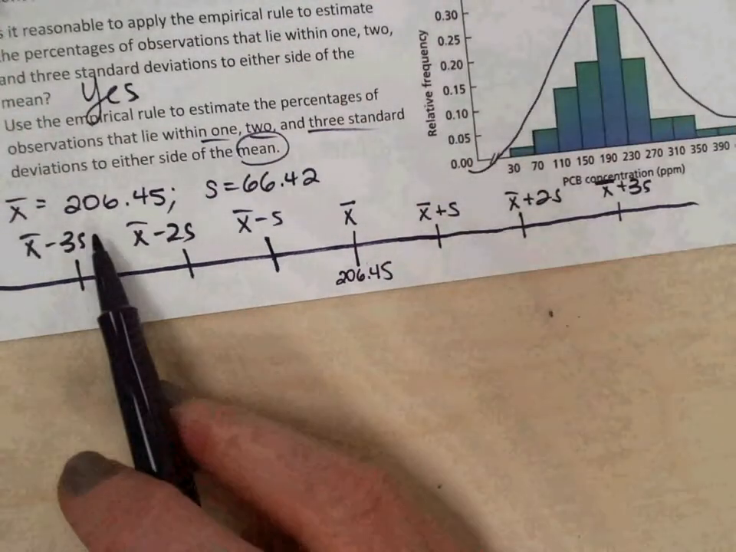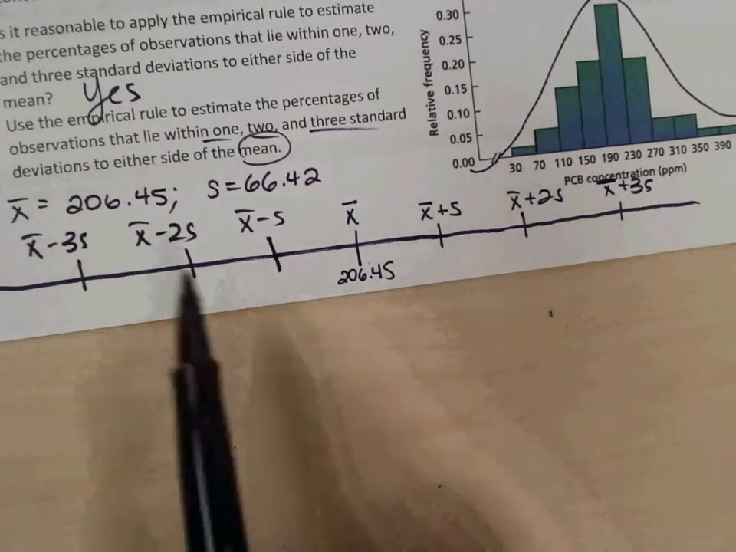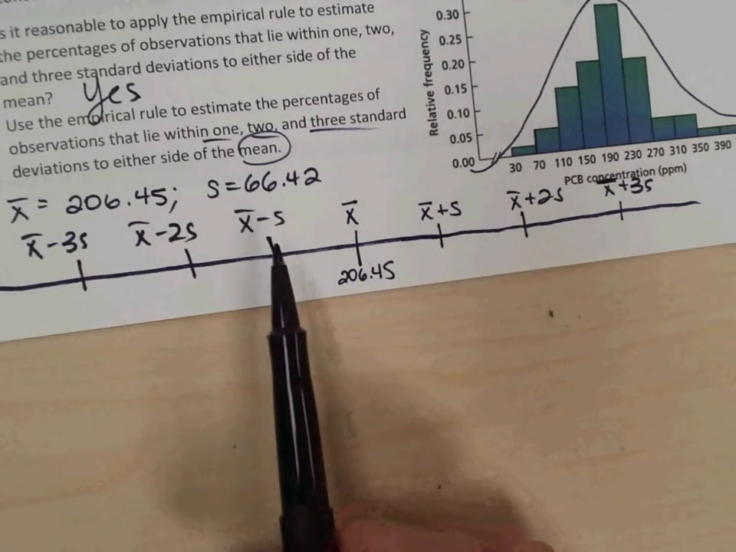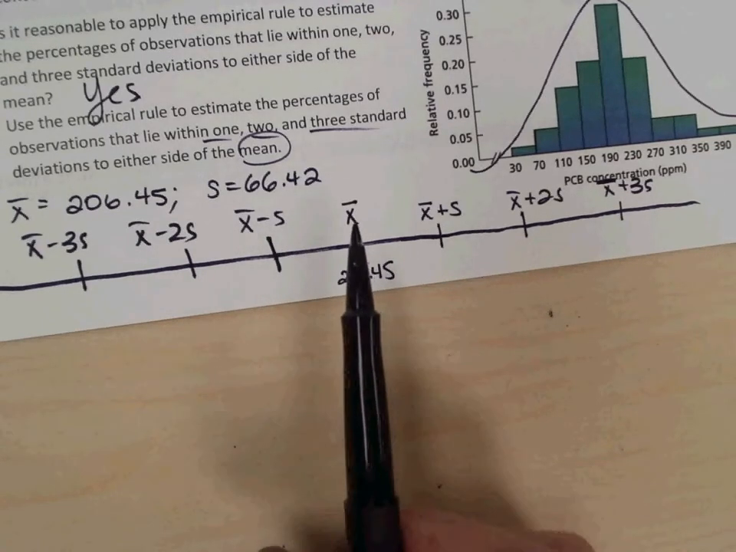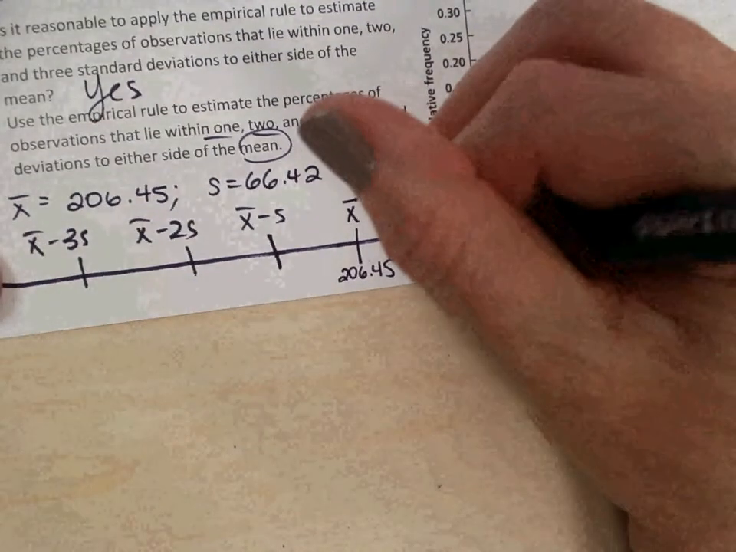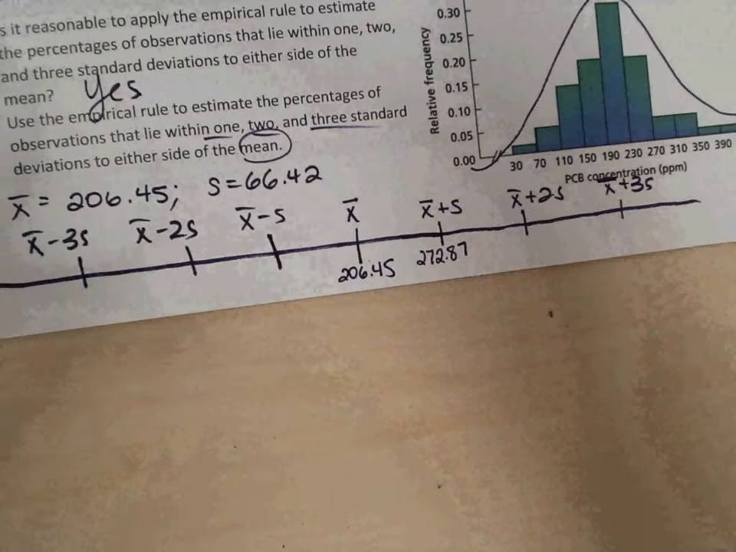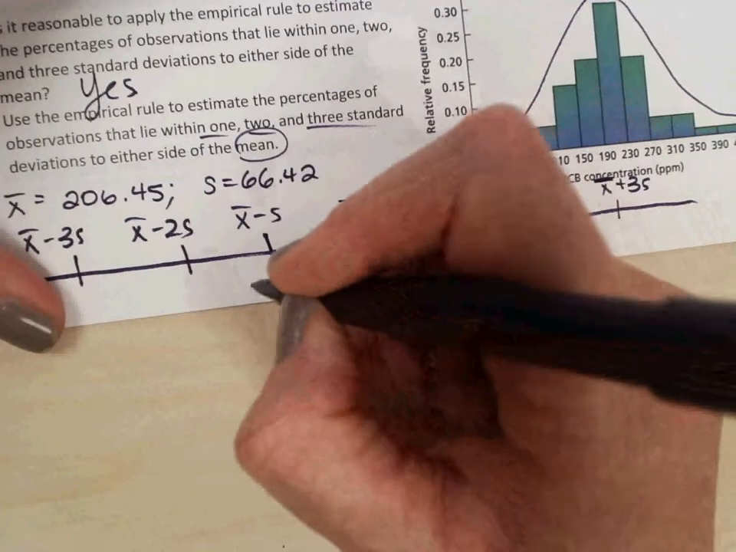If I add, go ahead and calculate. Get out your calculating device and type in 206.45 plus 66.42. Shout it out when you got it. 272.87, thanks. And then on the other side, do X bar minus S, so 206.45 minus 66.42. 140.03, good.